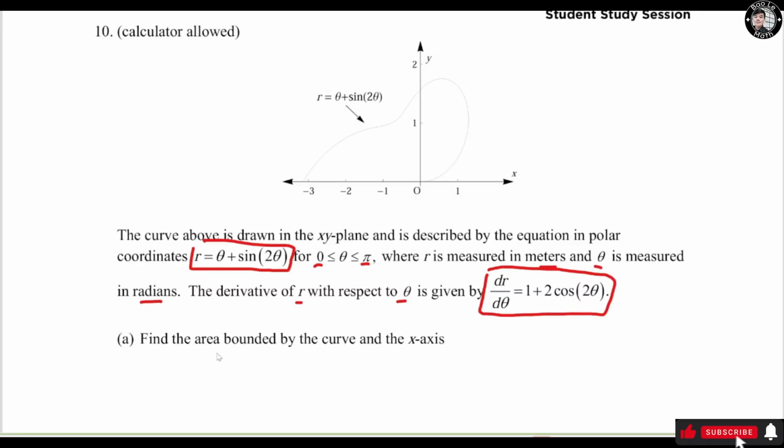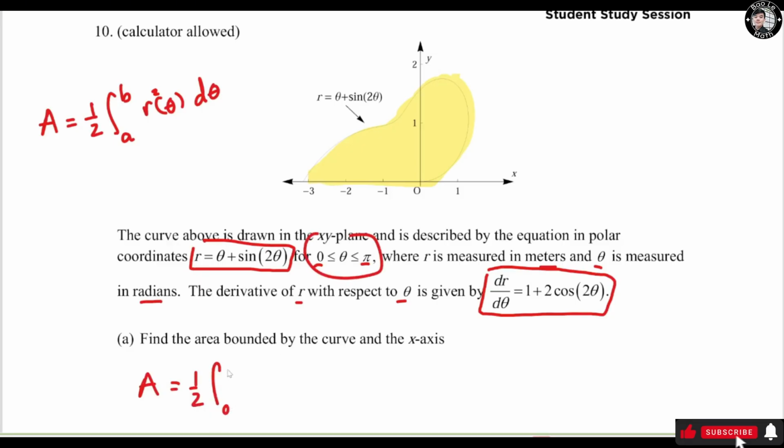Question A. Find the area bounded by the curve and the x-axis. So we need to find the area of this region. Now, it's very simple. You just plug in the formulas. You have the formula A equals 1/2 integral from a to b of the radius squared d theta. So you have A equals 1/2 integral from 0 to pi of theta plus sine 2 theta, altogether squared, d theta.